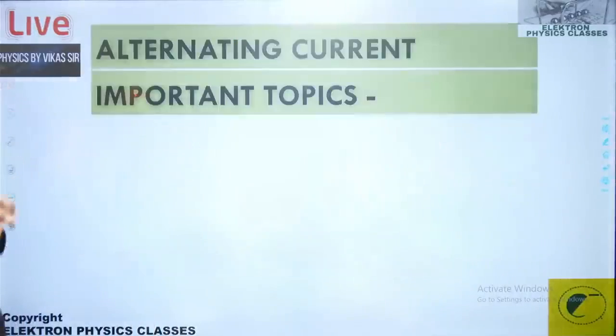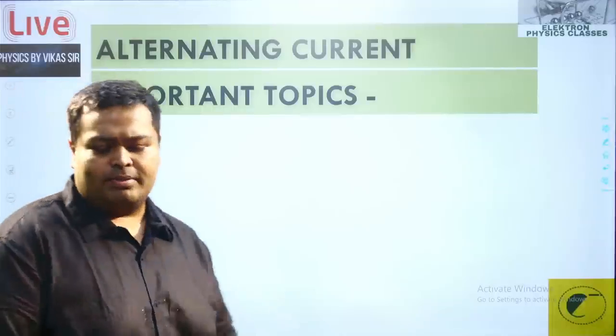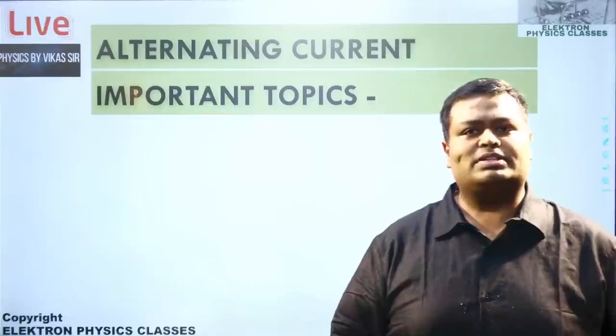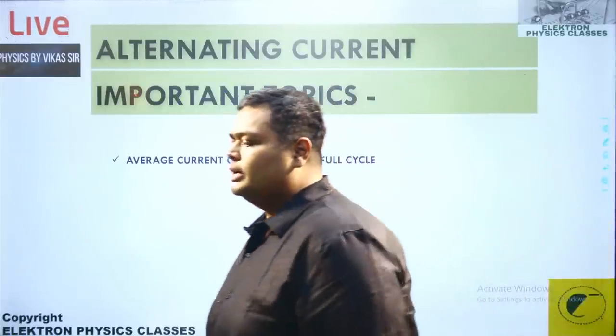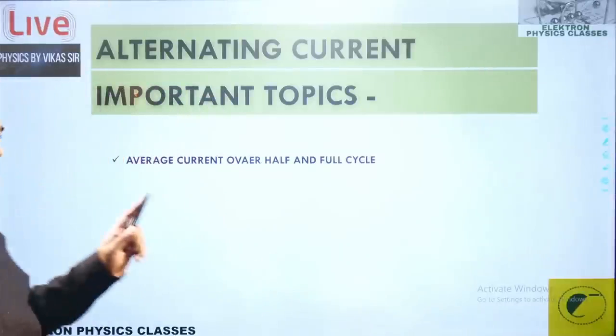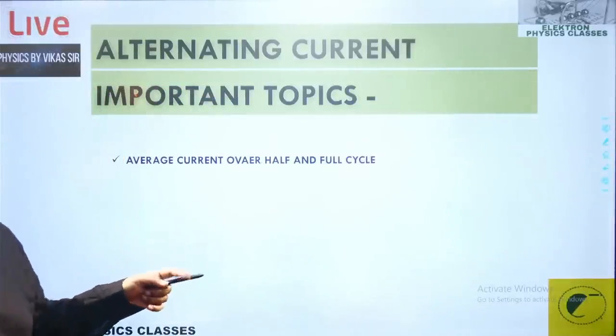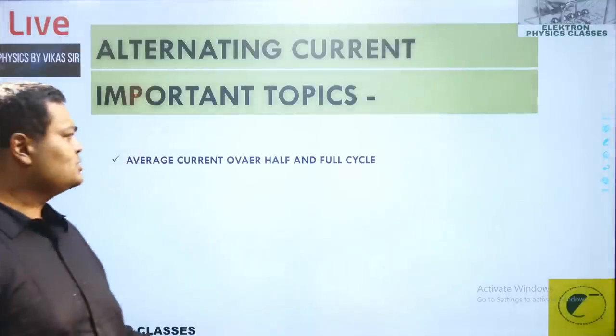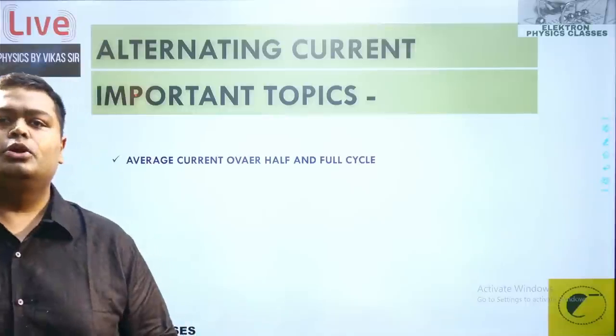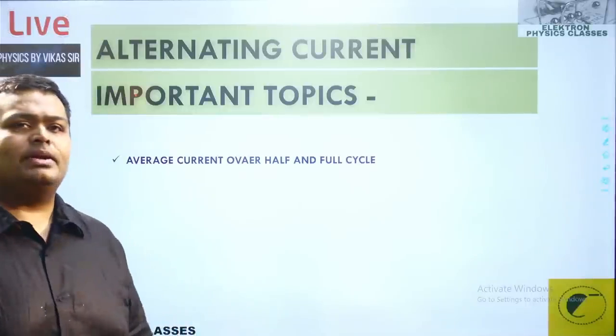And this is the first topic which I'm dealing with over here, alternating current, and I'll be bringing the rest of the chapters also along with this series. So the first important topic in AC is the average current over the half and the full cycle. We remember over the half cycle it comes out to be, for the sinusoidal, 2I naught upon pi, and over the full cycle it becomes 0.